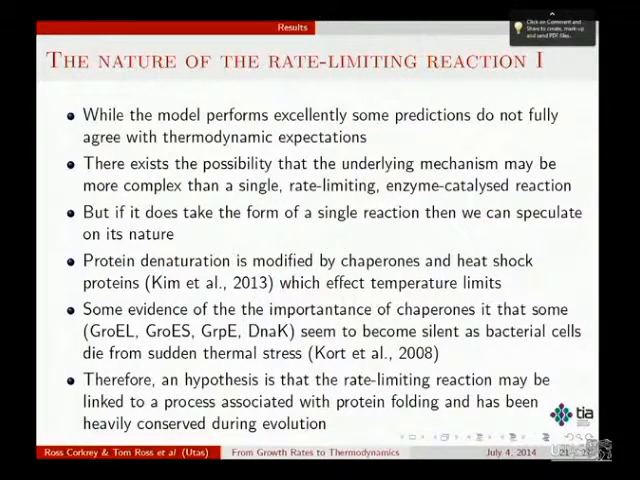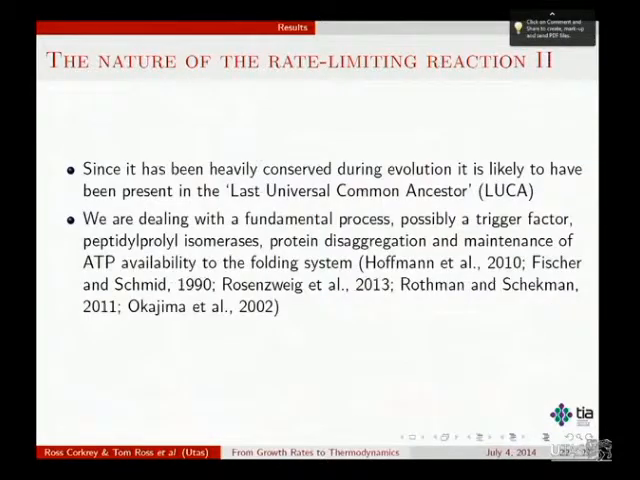We know that protein denaturation is modified and controlled by chaperones and heat shock proteins. And some evidence for that is indicated by the importance of some chaperones becoming silent as they undergo sudden heat stress. So we're hypothesizing that there's a rate-limiting reaction which is linked to something to do with protein folding. And this process must have been conserved heavily during evolution, since it's present in eukarya, bacteria and archaea. And if it has been conserved during evolution, it must have been present in the last common universal ancestor, or may have been. Either that or it's evolved more than once.